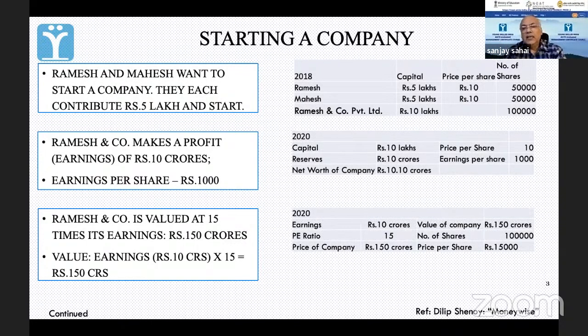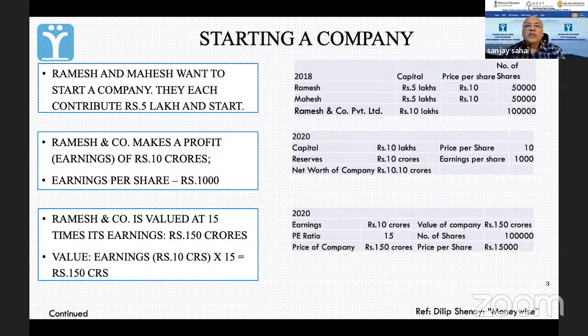So earnings 10 crores, PE ratio is 15, price to earnings is 15. Therefore, the value of the company is 150 crores. Number of shares is 1 lakh. Price per share becomes 15,000 per share. Are you getting this, everyone?